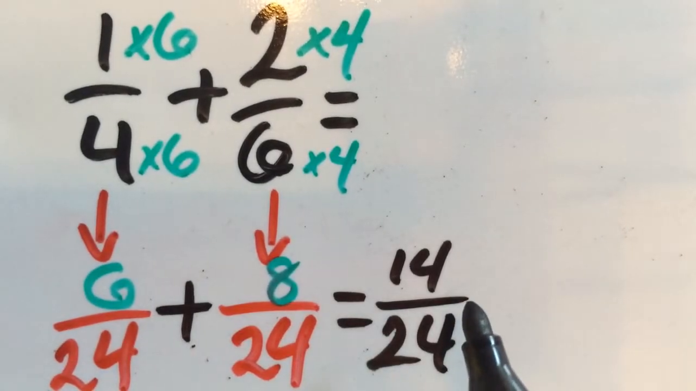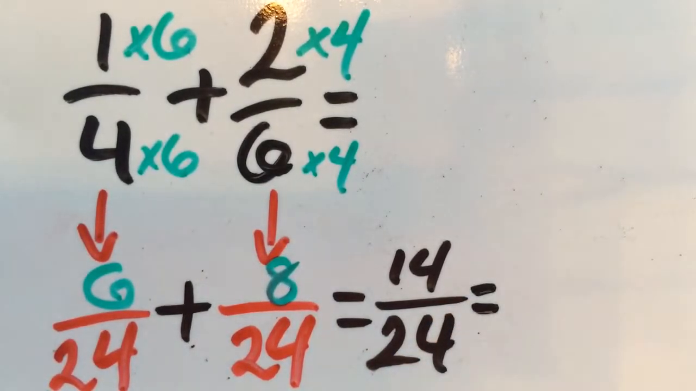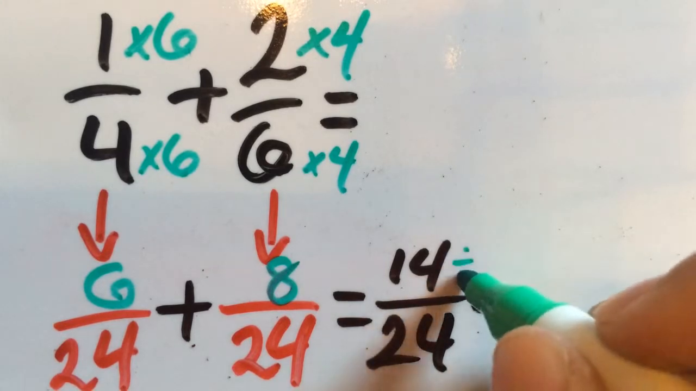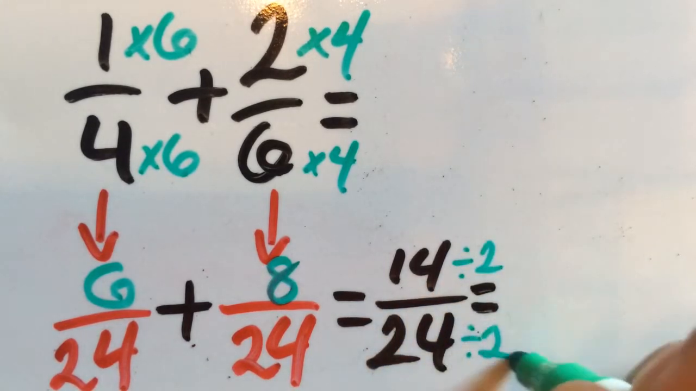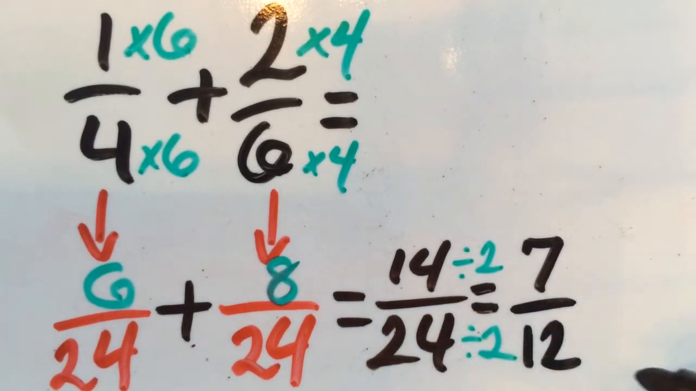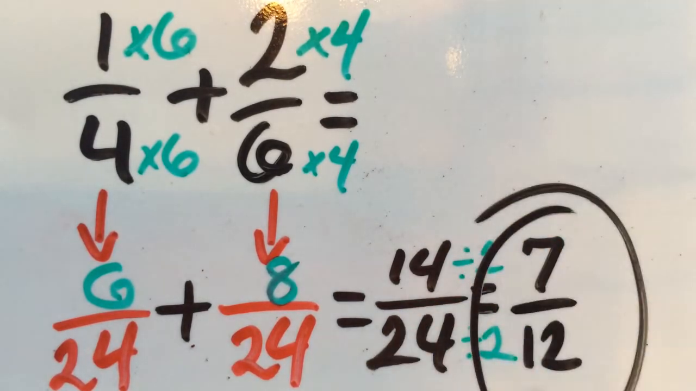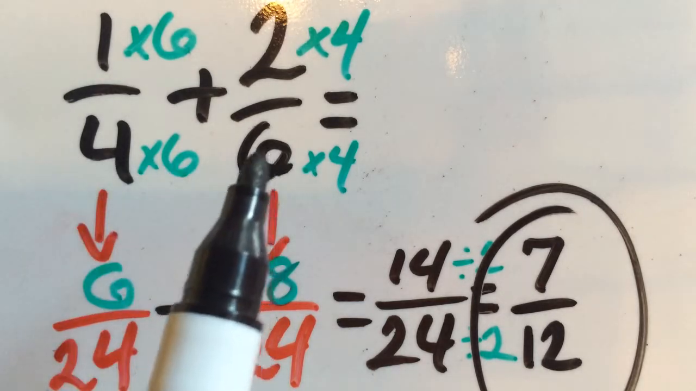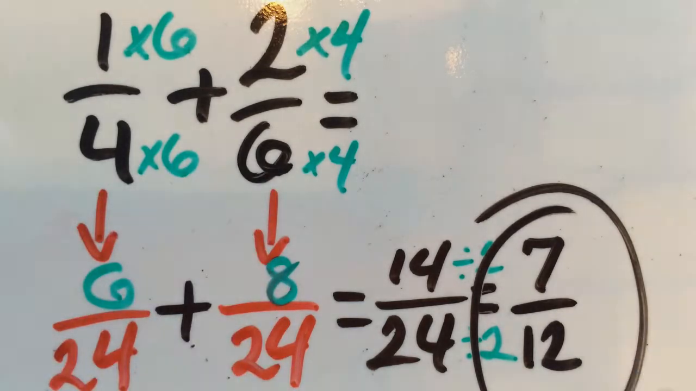But we can also reduce this fraction. 14/24 can be reduced by dividing the numerator and denominator by 2. 14 divided by 2 is 7. 24 divided by 2 is 12. So 1/4 plus 2/6 equals 7/12.